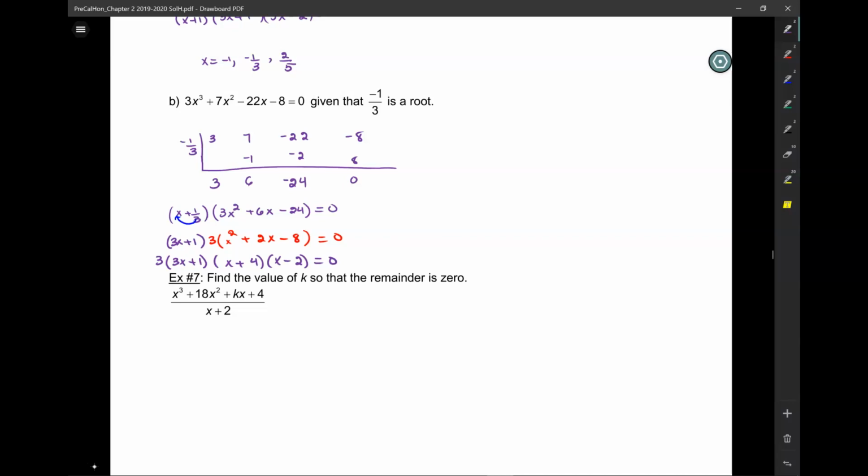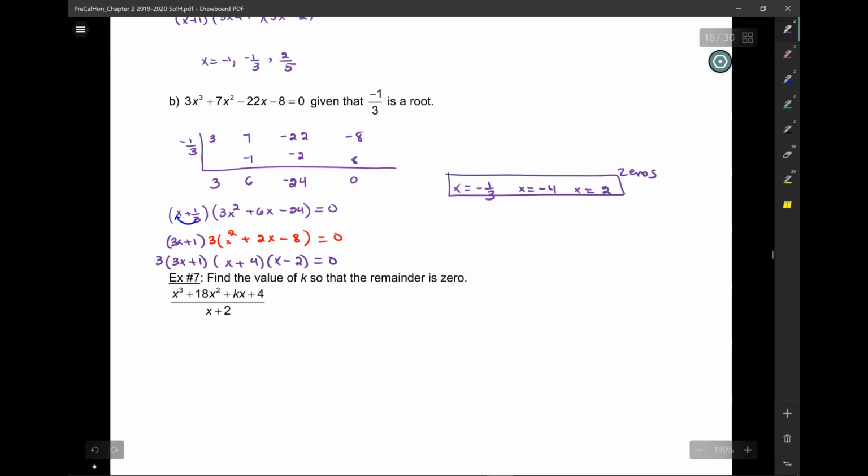Okay, let me solve this one and then I'll go back to that. So here, what are the zeros now? X equals negative 1/3. X equals negative 4. X equals 2. So these are the zeros.